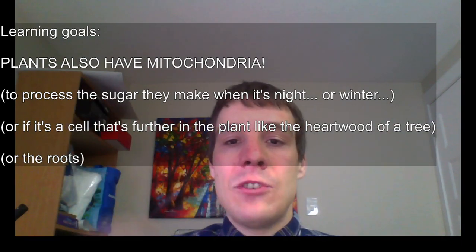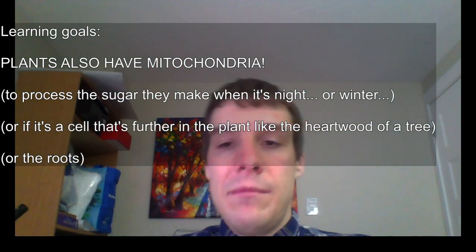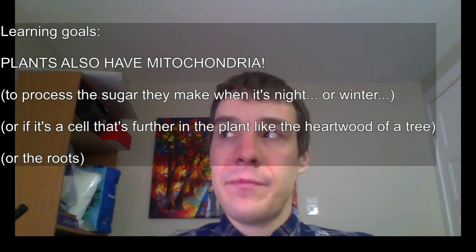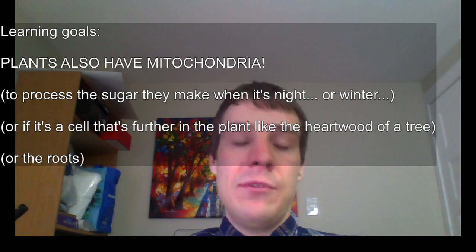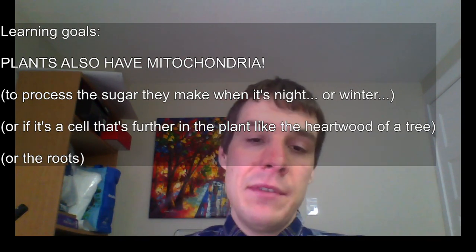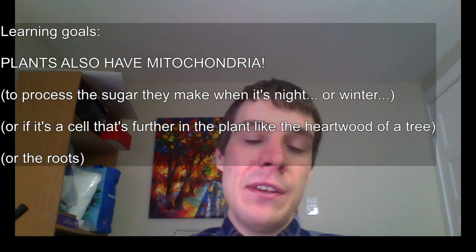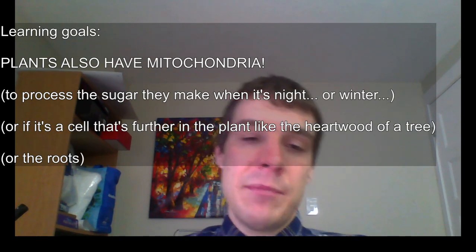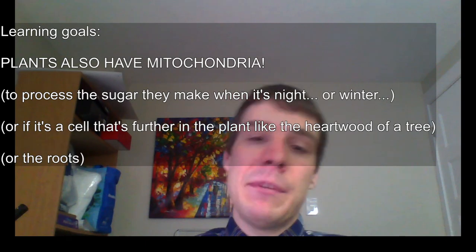Or you're getting sugar from the leaves that are bringing it to you. Or the roots are underground. They need to grow and repair and all this stuff. They're getting sugar from the leaves, and they're using their mitochondria to process it. So please remember that plants do also have mitochondria.